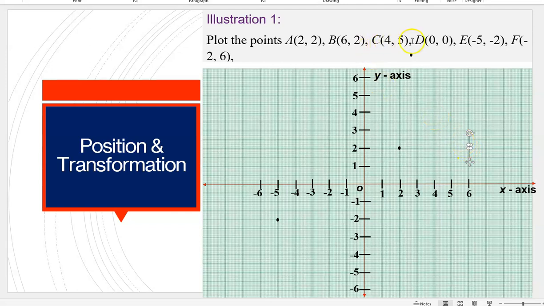Then we move to (4, 5). X is 4, Y is 5. So X is 4, Y is 5. Wherever they meet, this is the intersection of 4 and 5. So we put our point there. Then we move to D (0, 0). (0, 0) falls on the origin. X is 0, Y is 0. So it is going to be at the intersection of X and Y coordinates.